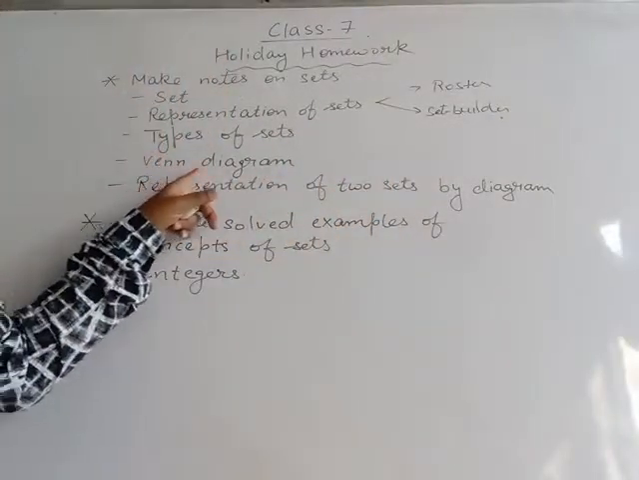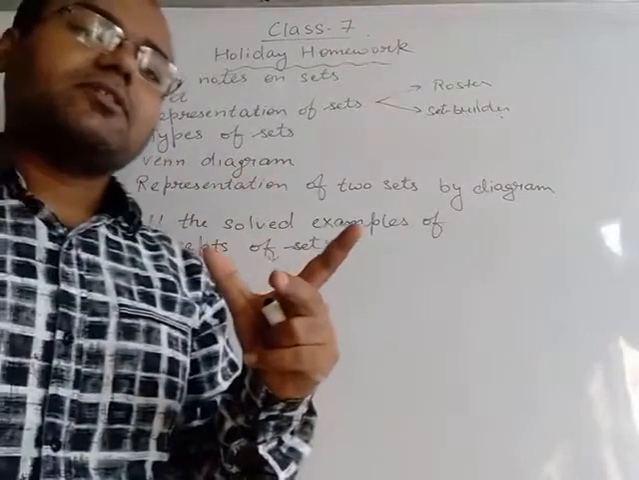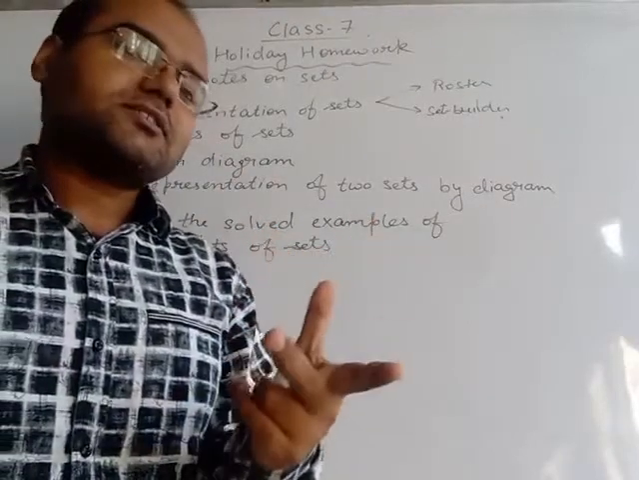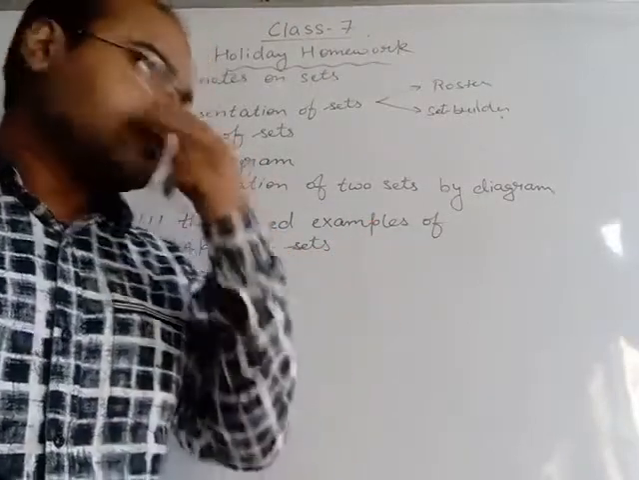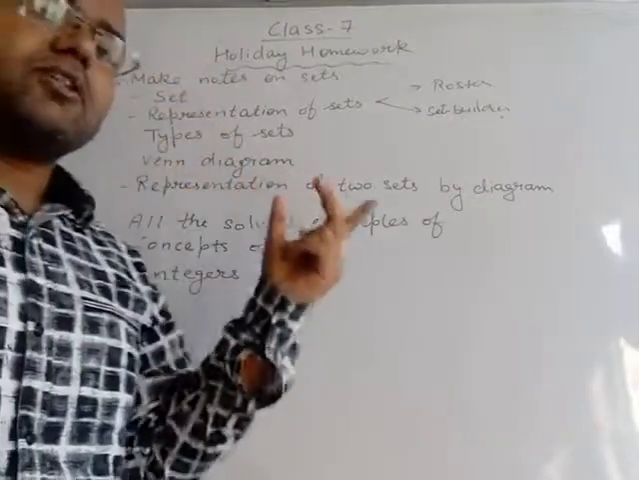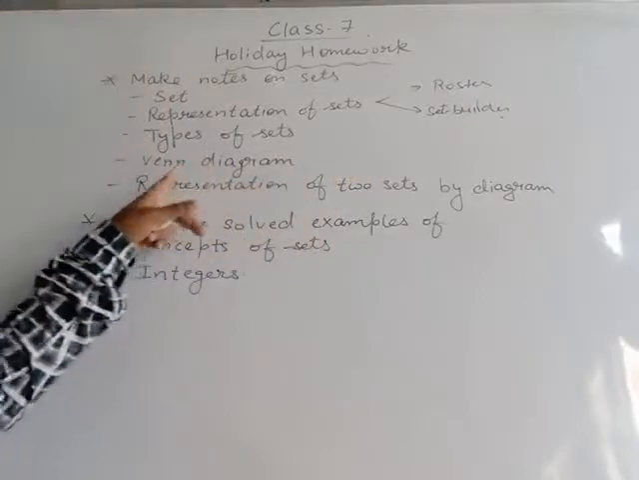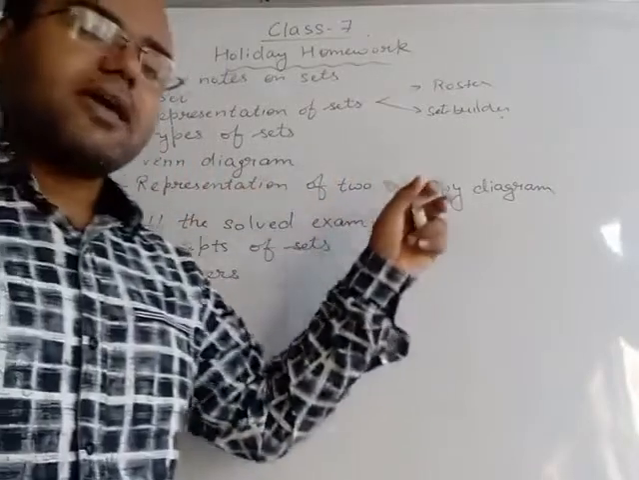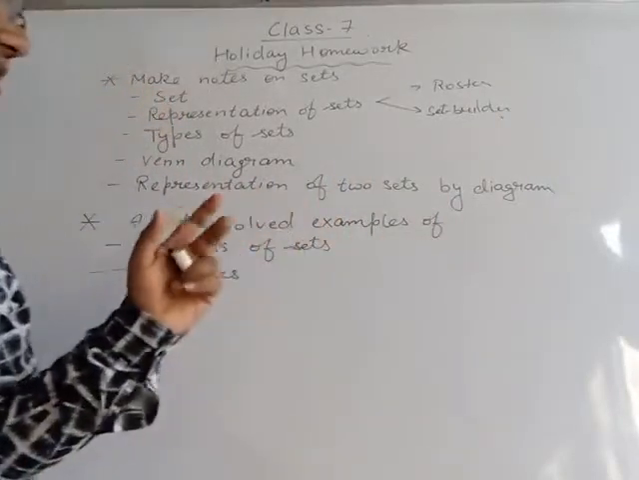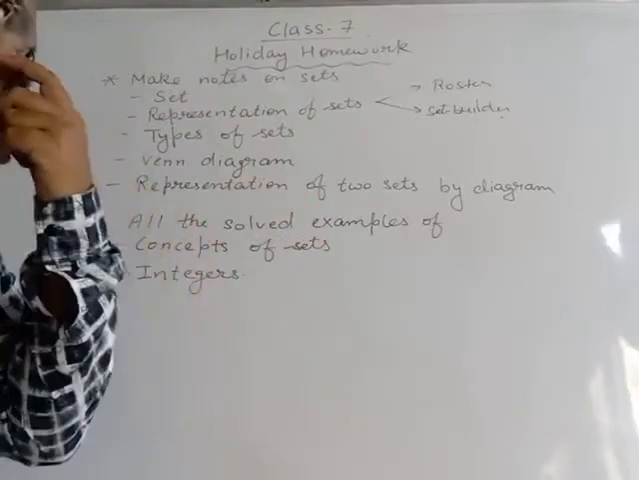The fourth point is the Venn diagram. What is a Venn diagram? The diagram used to represent two sets is known as a Venn diagram. So the definition with a proper example you have to show: representation of two sets by a diagram. Now, two ways are there to represent the Venn diagram.